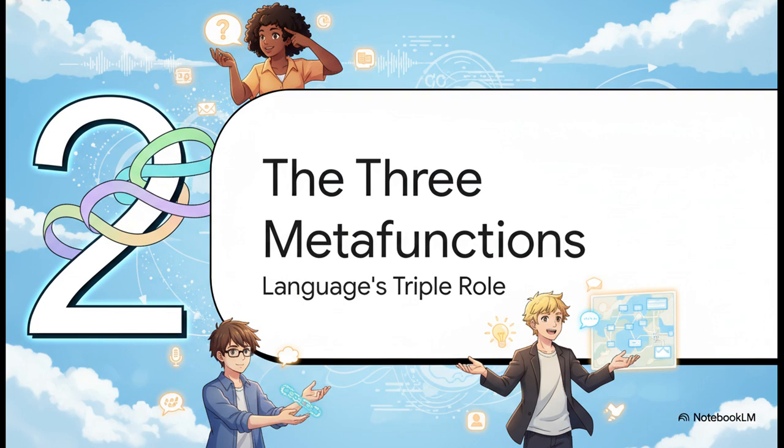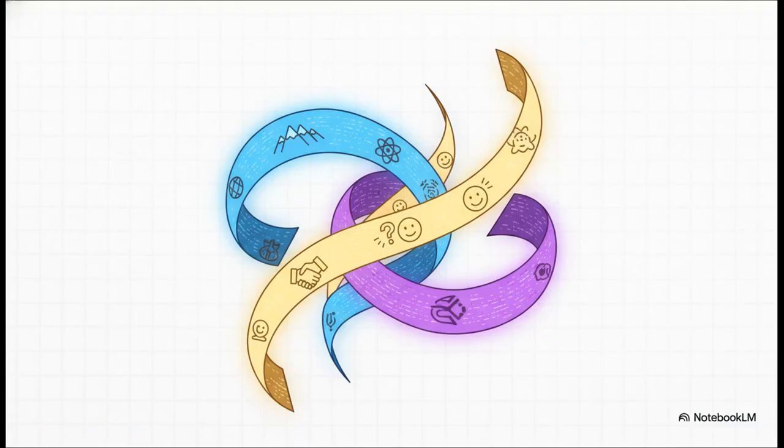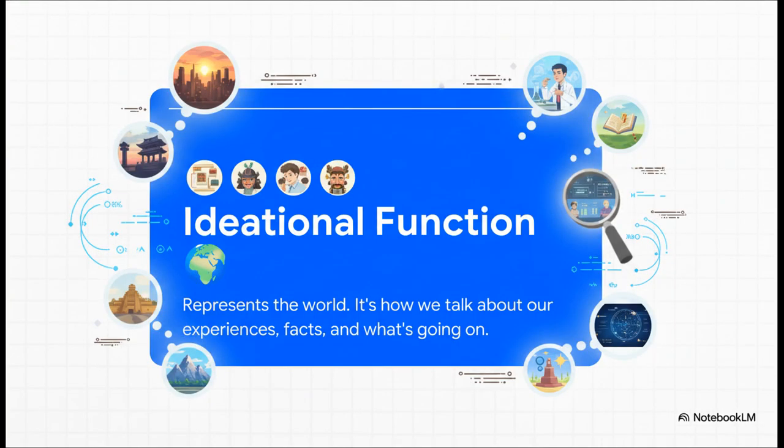Now, this focus on function leads us to one of SFL's biggest ideas, that whenever we use language, we are actually doing three things all at once. These simultaneous jobs are called the metafunctions. And here they are, the ideational, the interpersonal, and the textual. Just think of these as the three jobs that language is always performing in the background, whether we realize it or not.